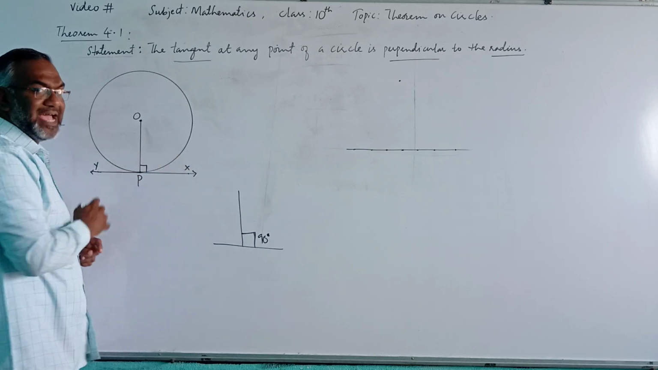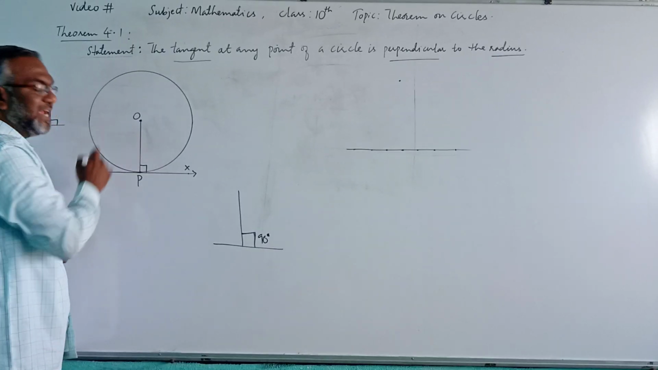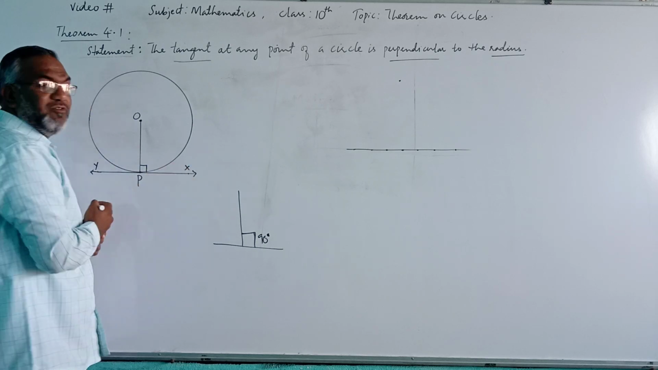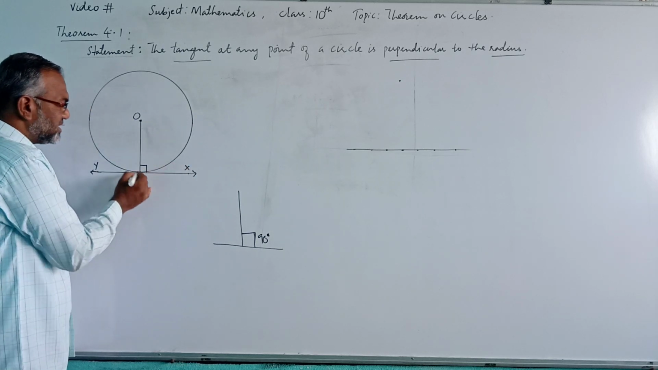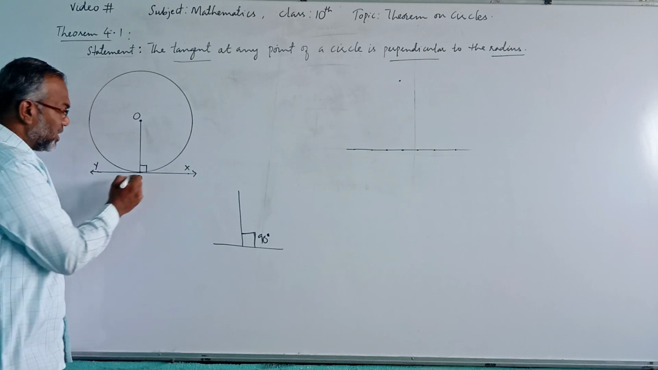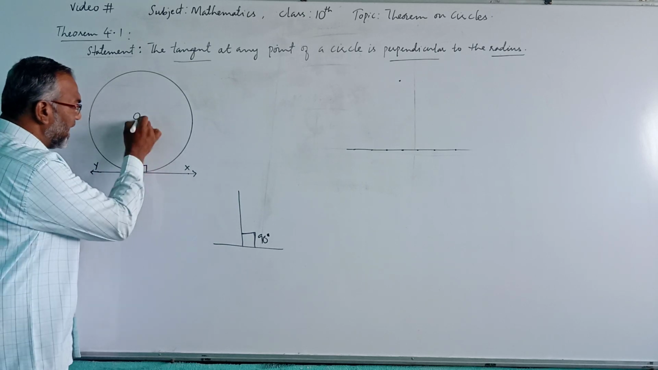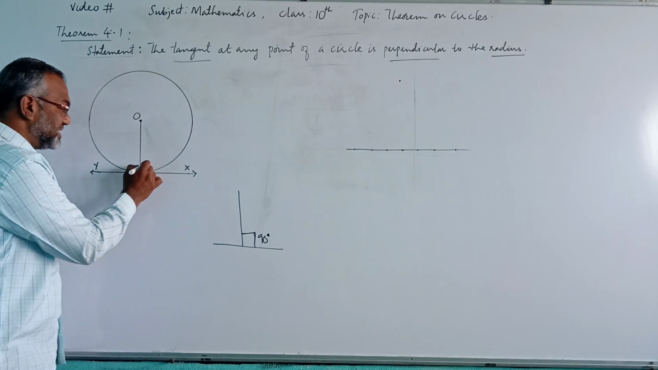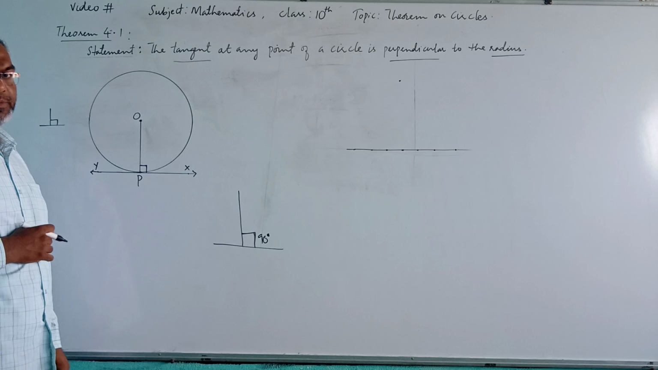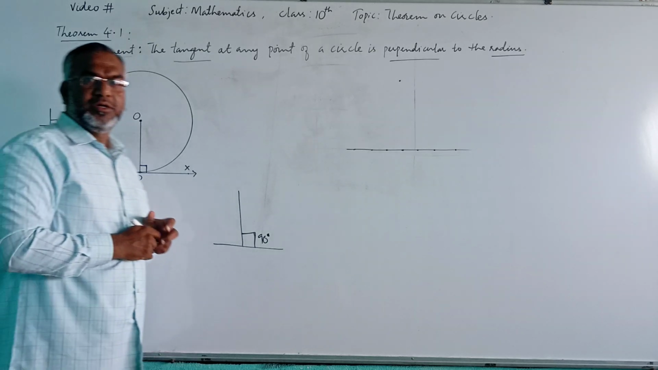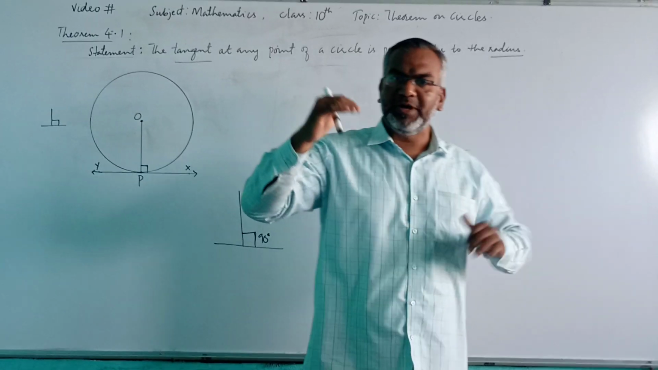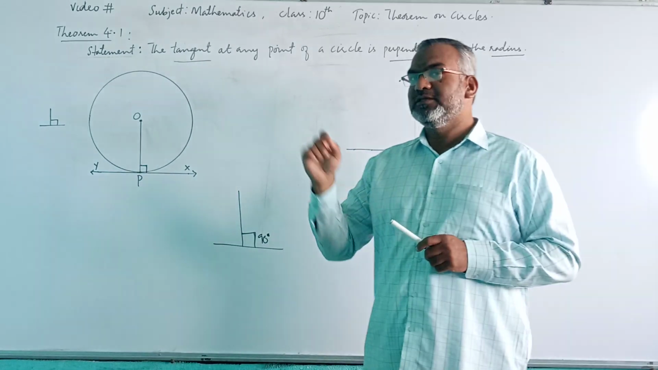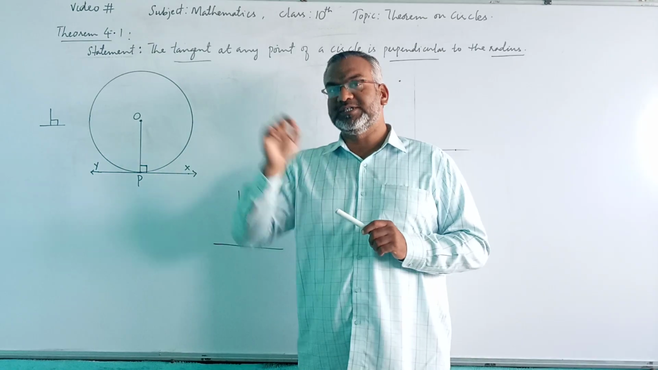So xy is tangent, OP is radius. And the statement says that tangent is always perpendicular to the radius at the point of contact. So at point of contact, the tangent and the radius are perpendicular to each other. They make 90 degrees. This we have to prove. There are not many steps in this theorem. It is very simple. You can write the answer of this theorem in words.